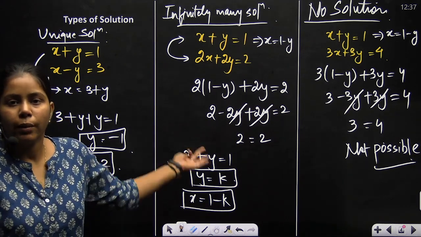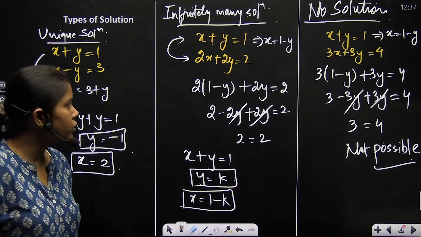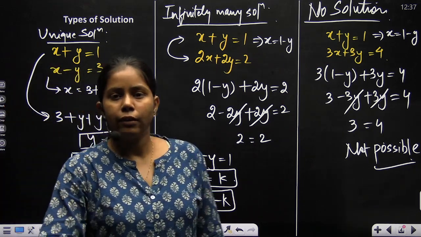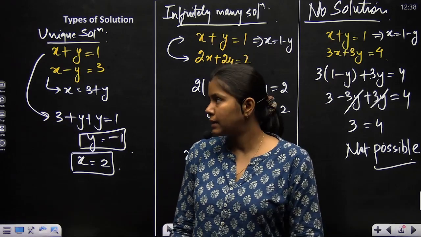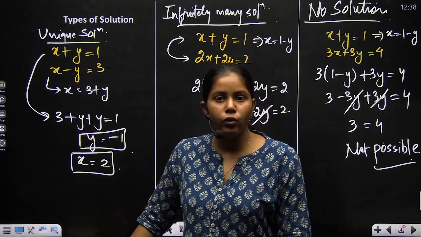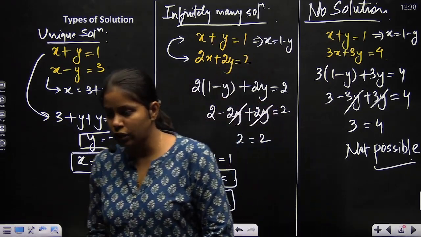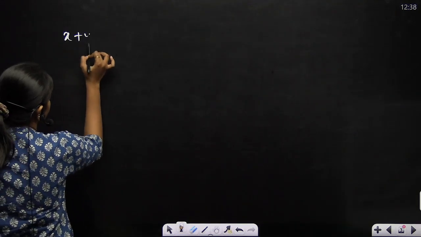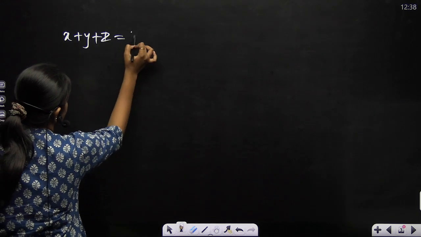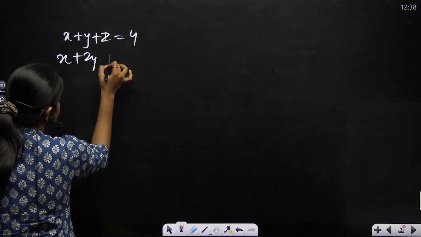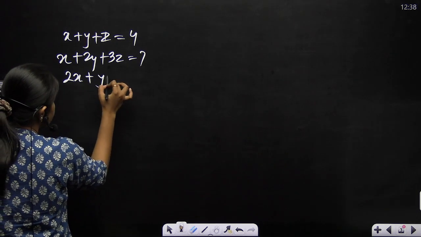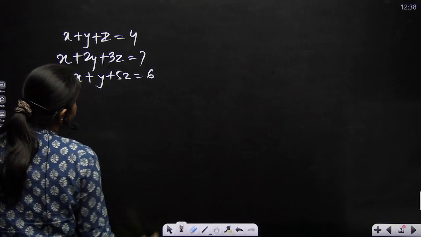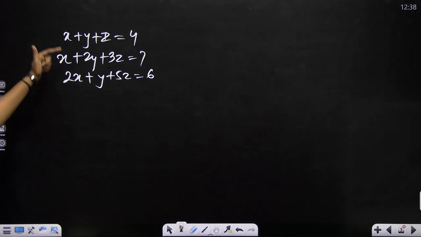So you would say, ma'am, we can easily find the solution using the substitution method. Then why are you teaching us matrices? What is the use of matrices here? When we have two variables, it is easy to solve. But suppose we have three variables, and the equations become x plus y plus z is equal to 4, x plus 2y plus 3z is equal to 7, 2x plus y plus 5z is equal to 6. But you can see that now it gets really lengthy to solve.